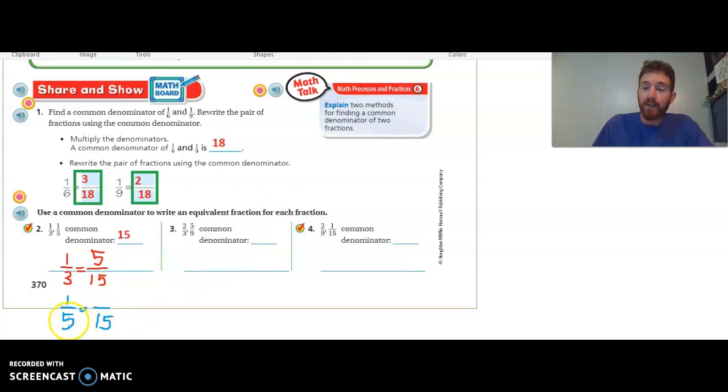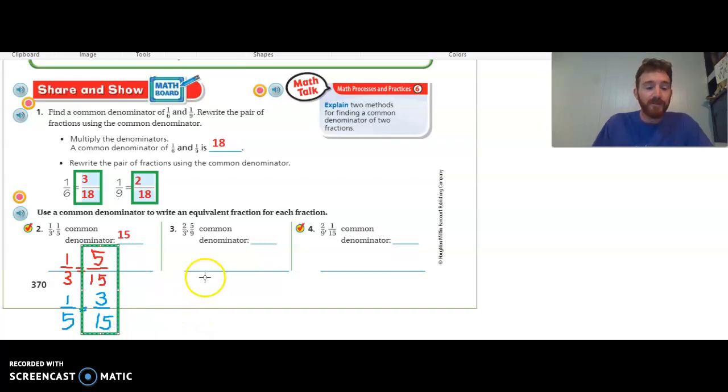Now in the other one, I'm going from 5 to 15. So how do I get there? What do I multiply by? 5 times 3 makes 15. So then I have to do the same thing to my numerator to make it equivalent. 1 times 3 would give me the numerator, and that of course would be 3, okay? So what I can do here is rewrite 1/3 and 1/5 as fractions with 15 as a common denominator, and then I get these. So these are my answers here, 5/15 and 3/15, okay?